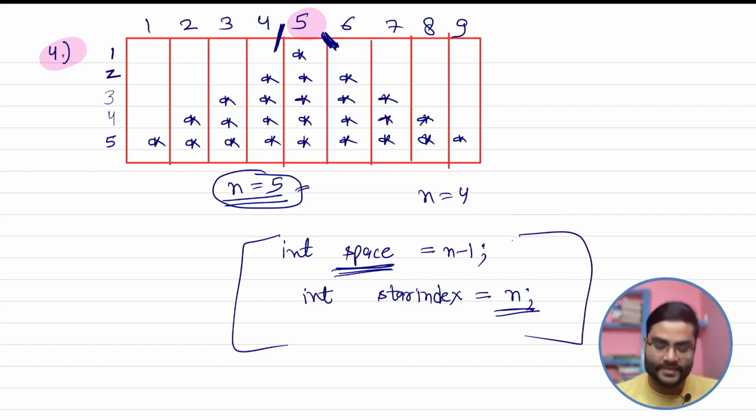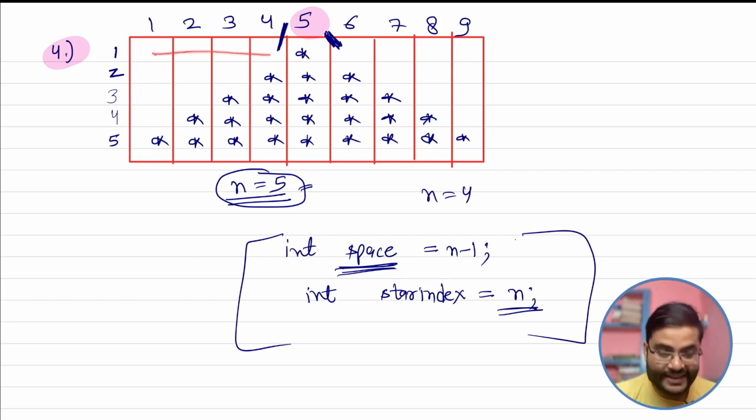Okay, and the star index will store the last index where the star ends. See why I am taking these two variables, that you will understand in this example as well as in further examples. We can do it in many ways. I am teaching you the simplest way. Just try to understand it.